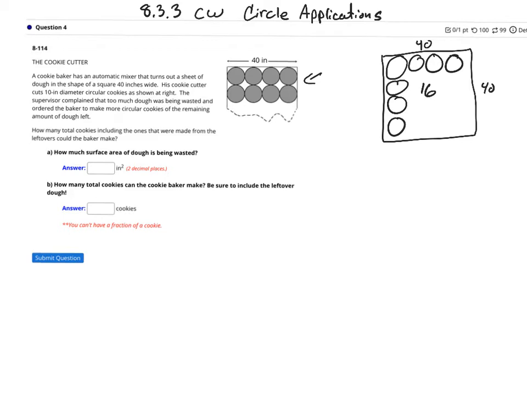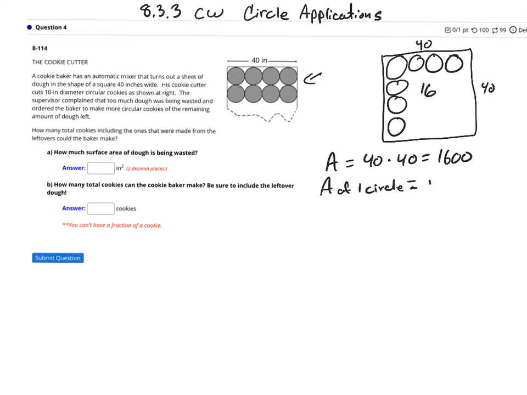So to figure out how much dough will be wasted, I need to first find the area of the rectangle. Well, the area of the rectangle is just going to be 40 times 40, which will be 1600. Then I need to find the area of the circles. So the first thing I'm going to do is find the area of one circle and then multiply that by 16 because there's going to be 16 cookies that can be made from that sheet.